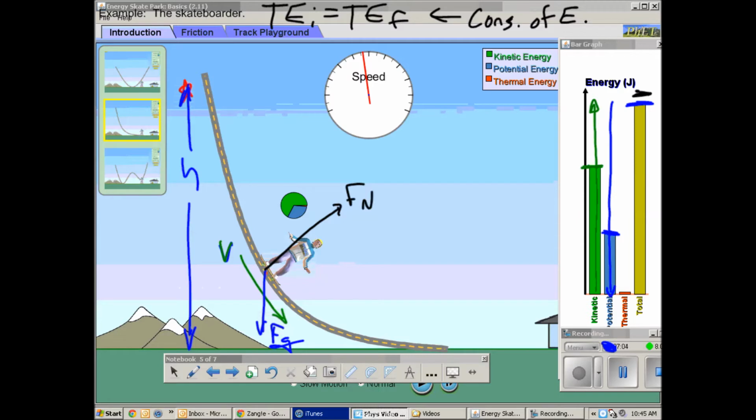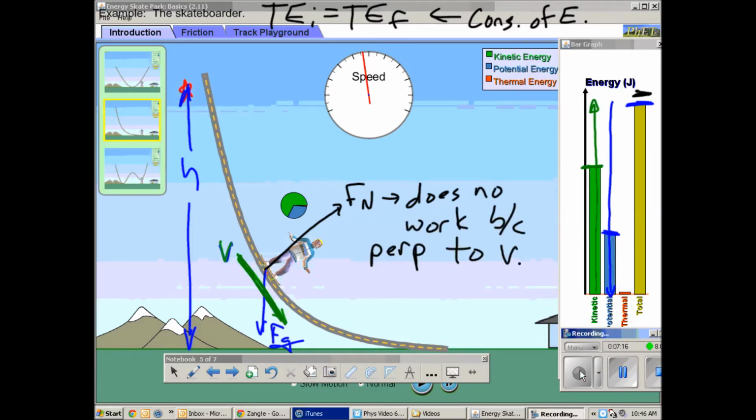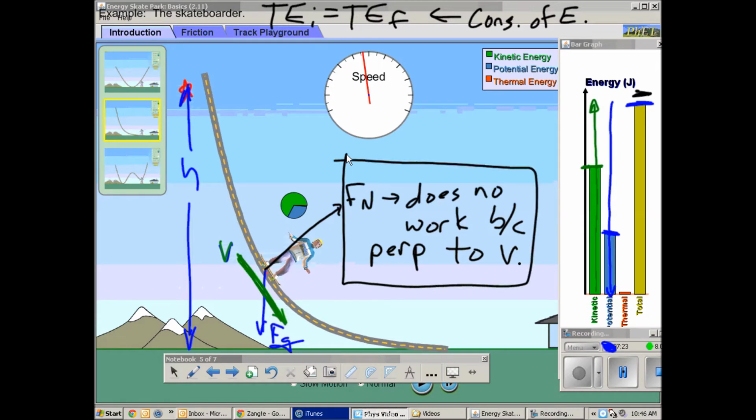But the normal force doesn't do work because it's perpendicular to the velocity. Fn does no work because it's perpendicular to the motion. So this fact right here is what identifies this problem as a conservation of energy problem, and it's what tells me that the total energy is going to be constant. Whether my skateboarder is up here at the top of the ramp, halfway down the ramp, or all the way at the bottom of the ramp, the total energy is constant.